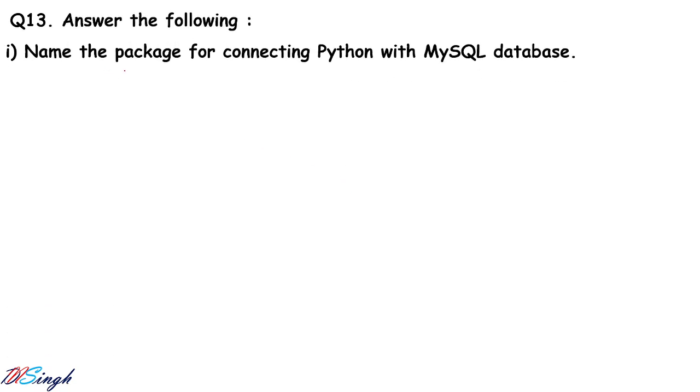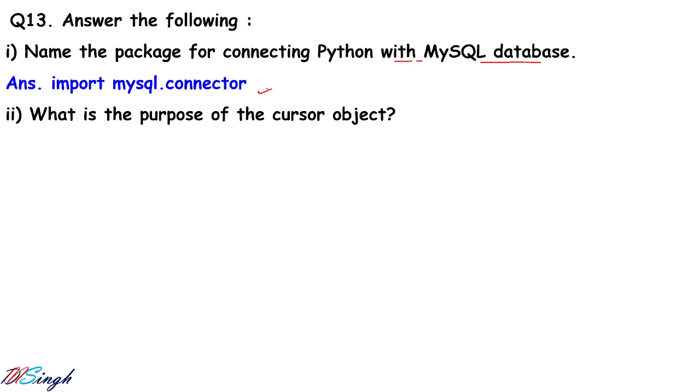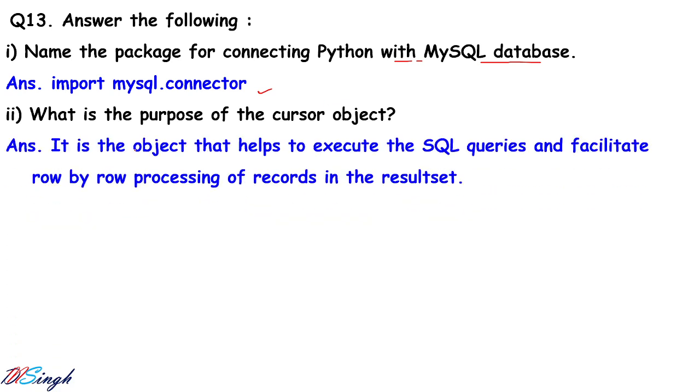Let us see. Name the package for connecting Python with MySQL database. So there is a package called Python connector. That package should be installed first in your system and then can be imported inside your program. What is the purpose of the cursor object? Cursor object is used to call the execute function which is going to fire your query in SQL database. So it is the object that helps to execute the SQL query and facilitate row by row processing of your records in the result set.